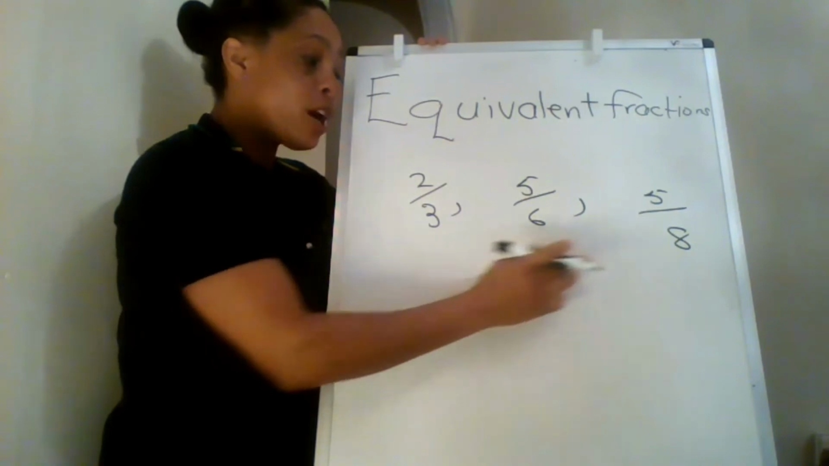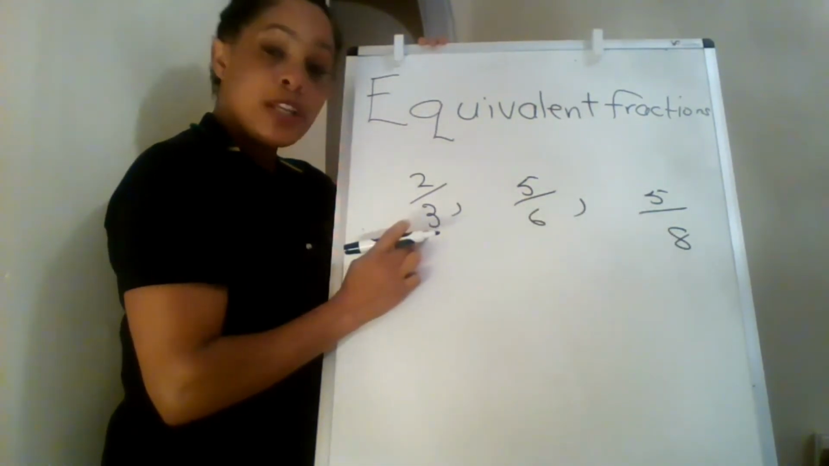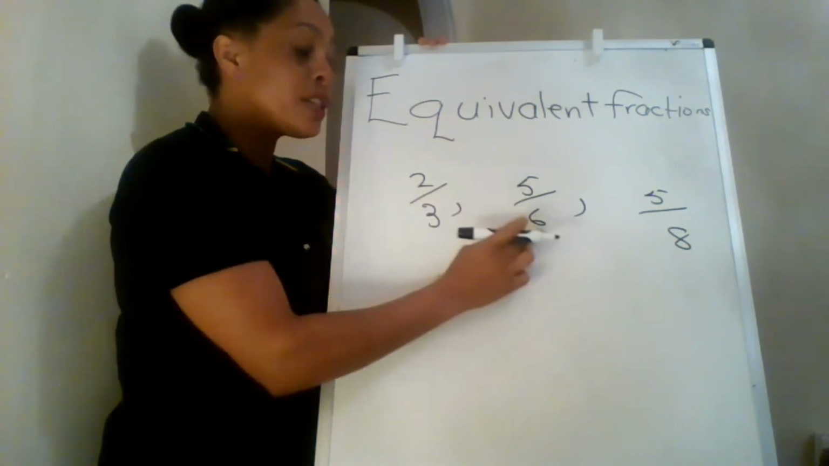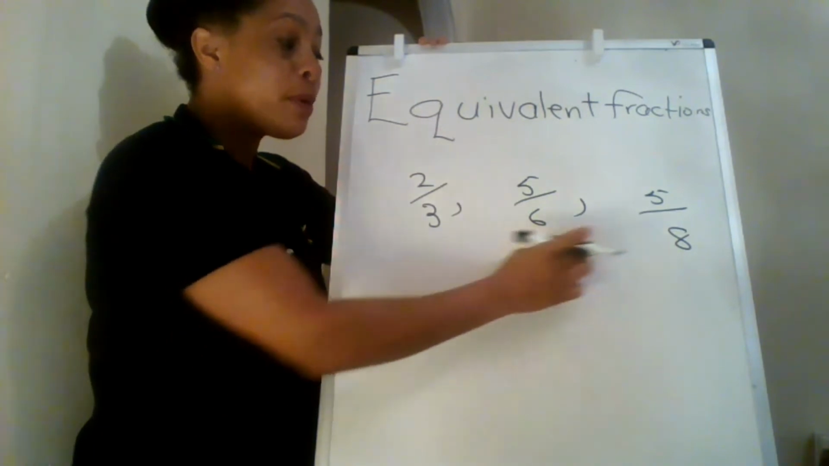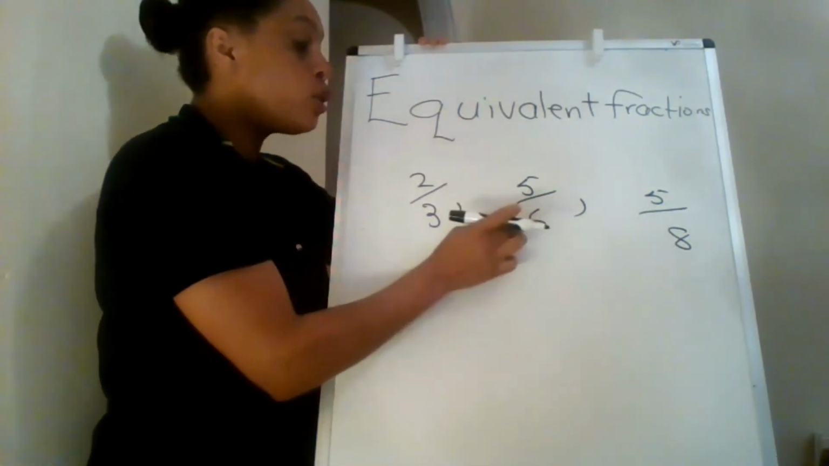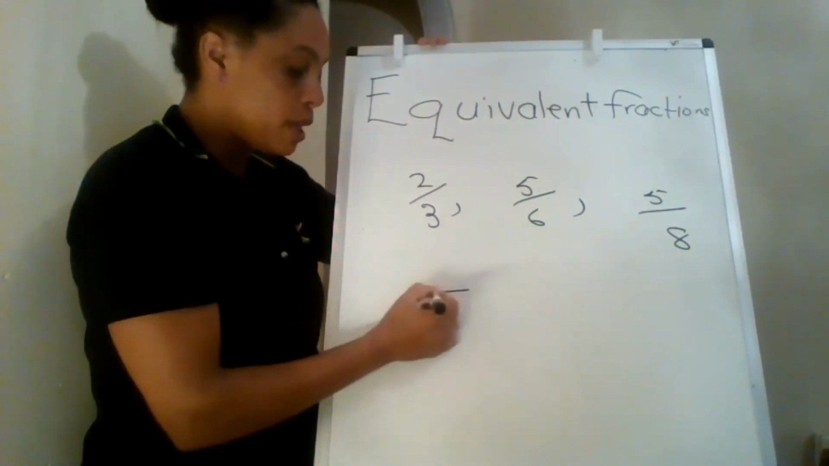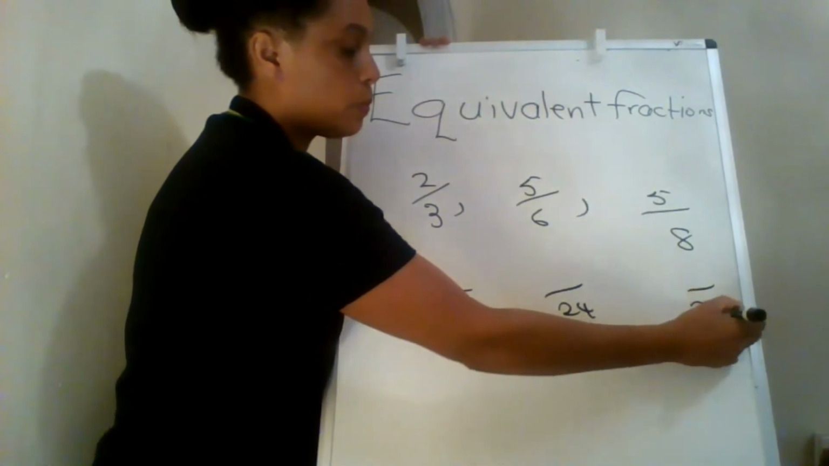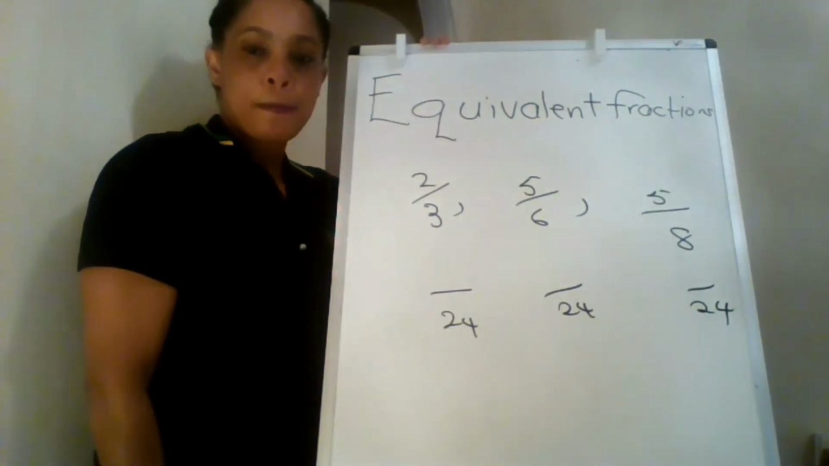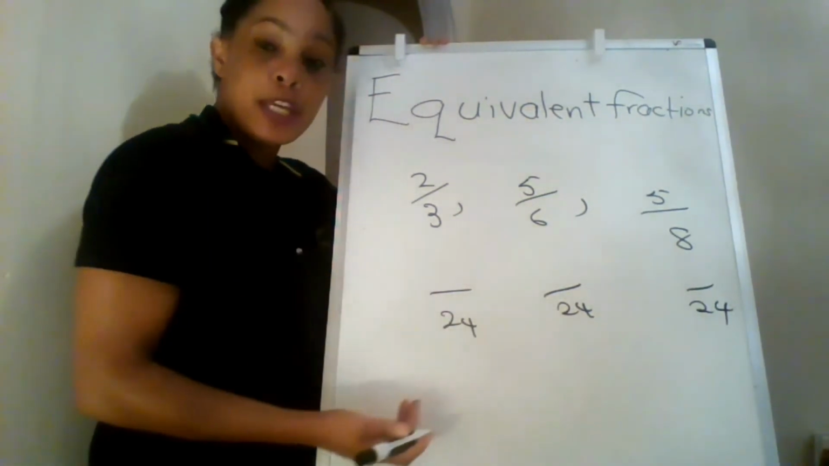The first number that we see in our 8 times table, and we also see it in our 3 times table and our 6 times table as well, is going to be 24. So the first number that I see in my 8 times table, and it also comes in my 6 times table and my 3 times table, is 24. So now I can compare them because they have something in common.